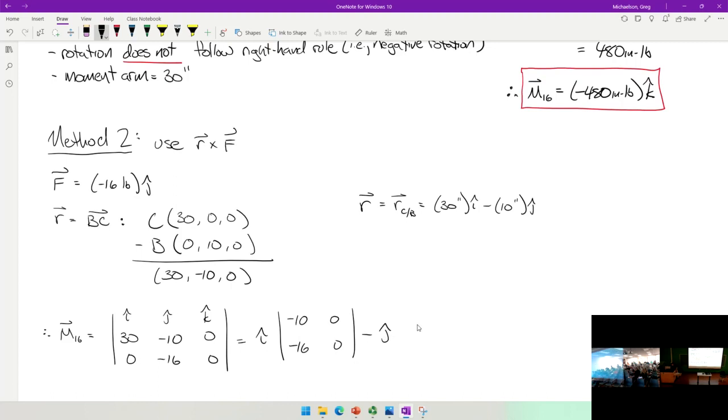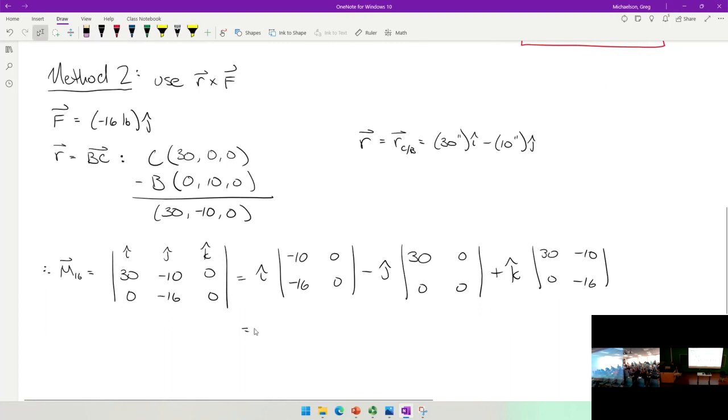Our J. Our K. And what happens when we check this out? What do we get? 0, 0, and then here, 30 times negative 16 is negative 480. So negative 480 minus 0 is negative 480 inch-pounds times K.